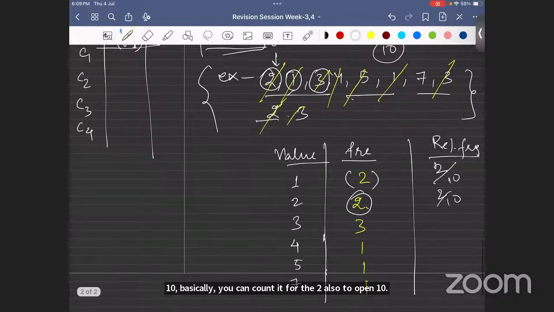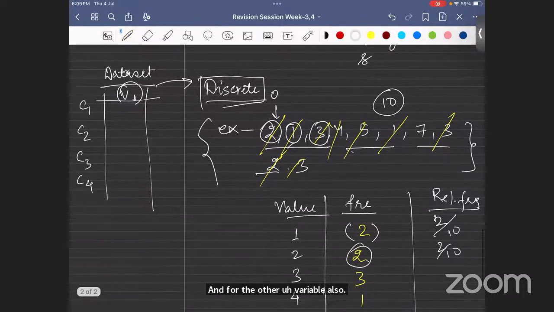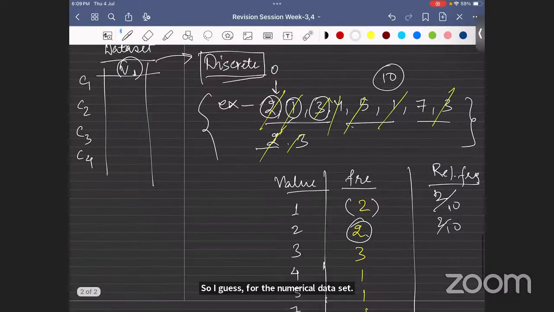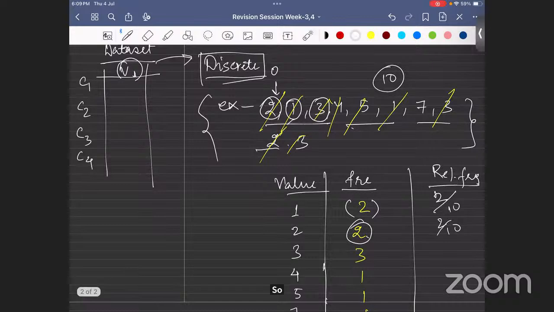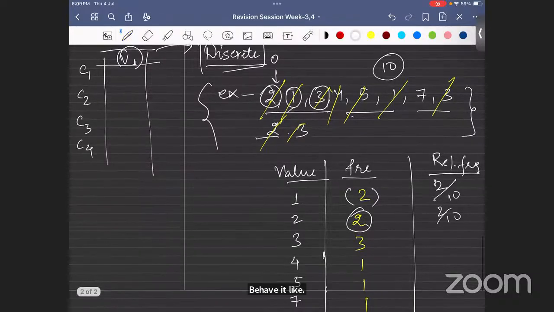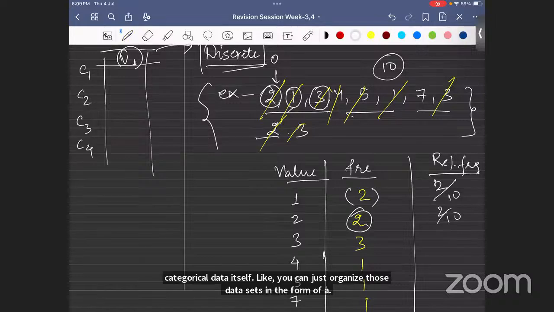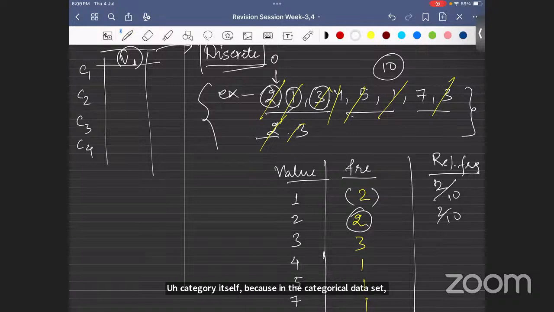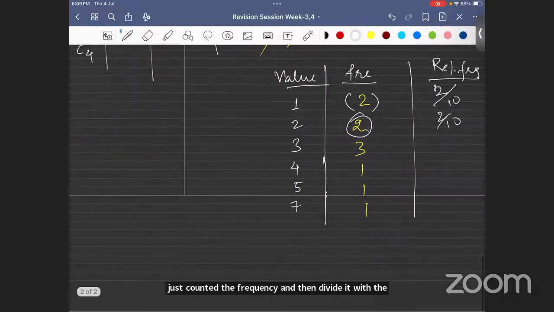So for a numerical data set in discrete form, you can simply treat it like categorical data itself. You can organize those data sets just like categorical ones, because in a categorical data set you counted the frequency of each category, divided by the whole number to get the relative frequency, and then put it in some form of a bar chart.